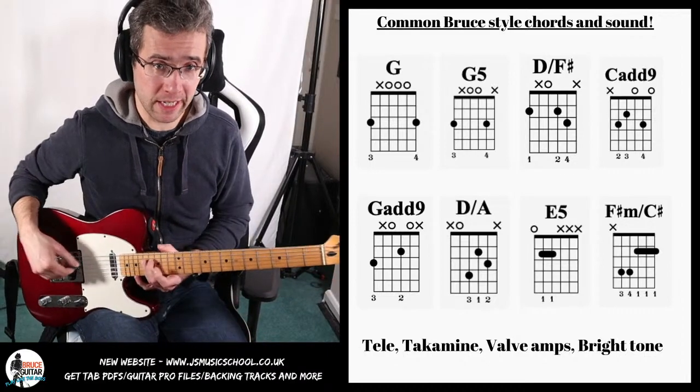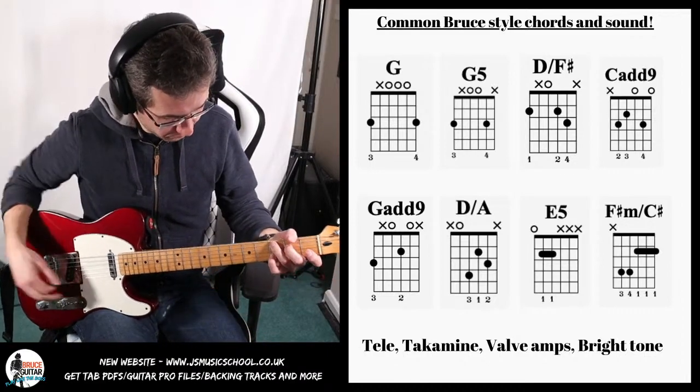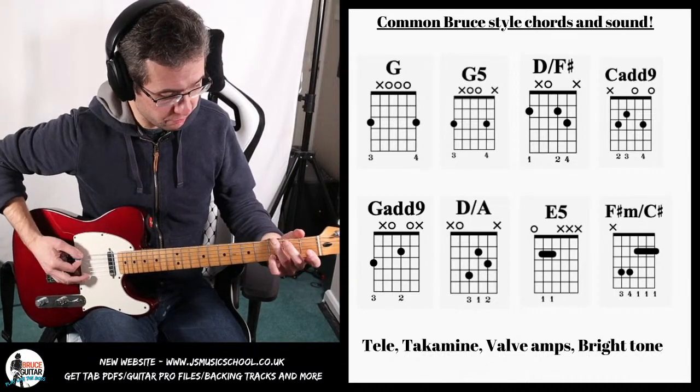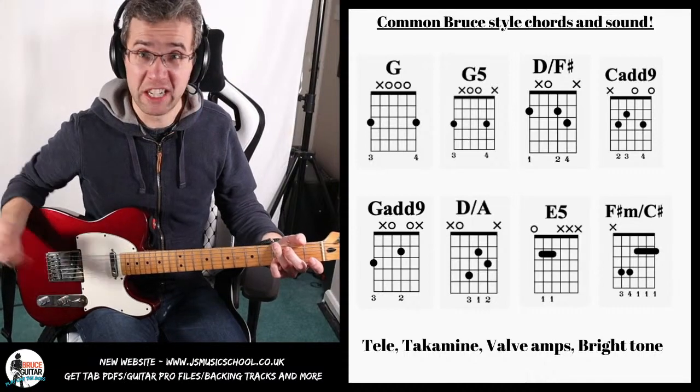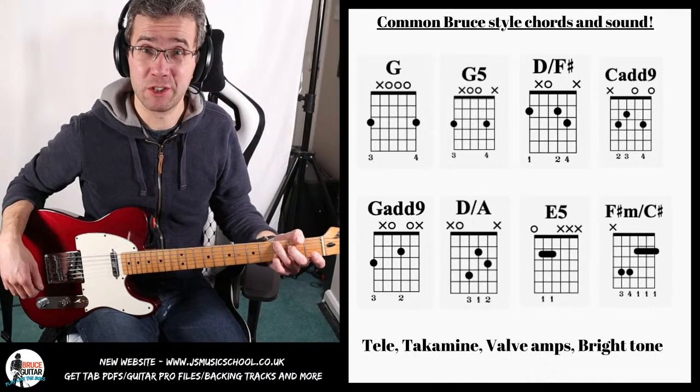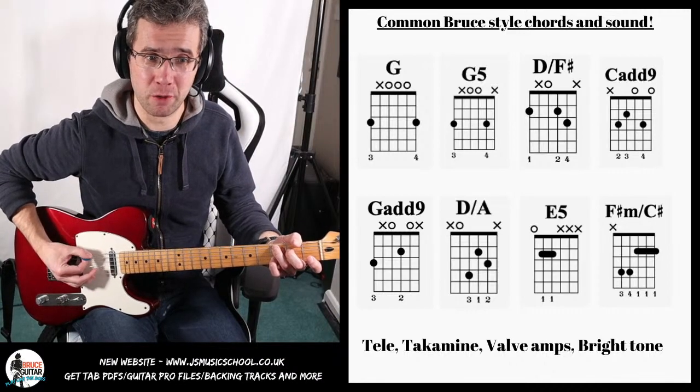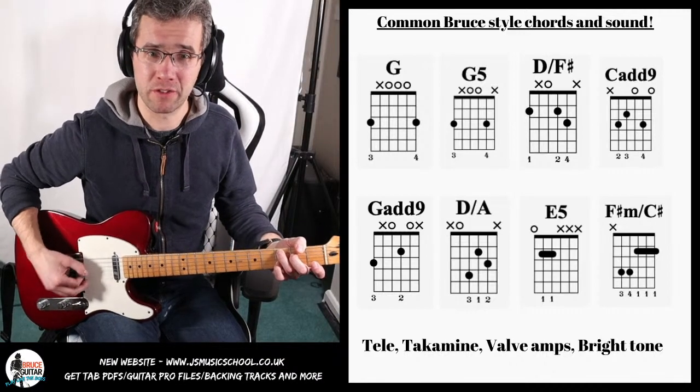Now we've got C add 9. Again, very kind of common chord. If you're going from that G chord or G5, you can leave your little finger there, do a C add 9 chord. Second, third, and fourth fingers there. Again, nice kind of common chord, and it's kind of Tunnel of Love sort of stuff.